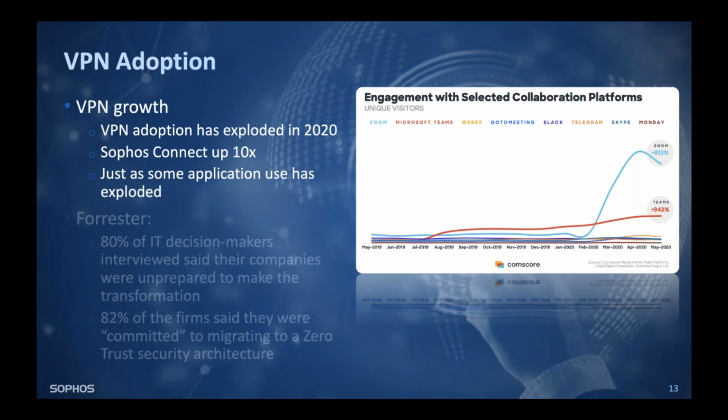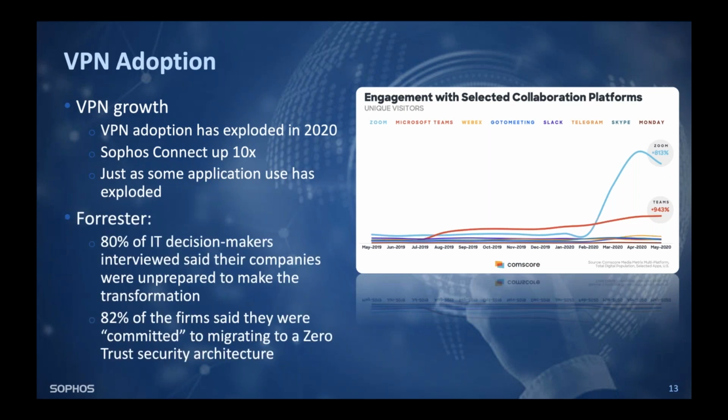And then in a recent survey conducted by Forrester, 80% of the IT decision makers were naturally caught completely off guard by this transformation. I mean, who would have seen this coming? Nobody. And so everyone was really unprepared and had to scramble and are in many ways still scrambling to support this sort of new world order.